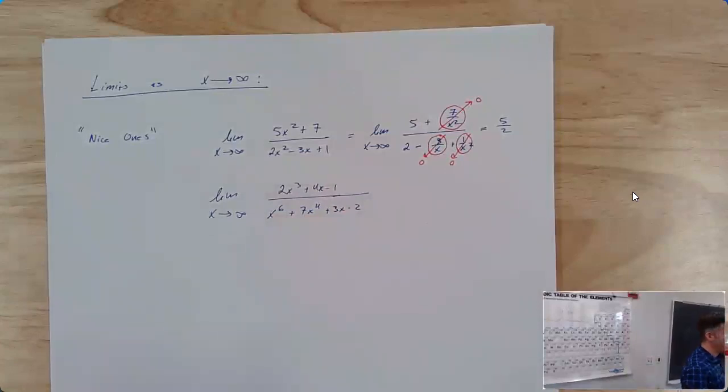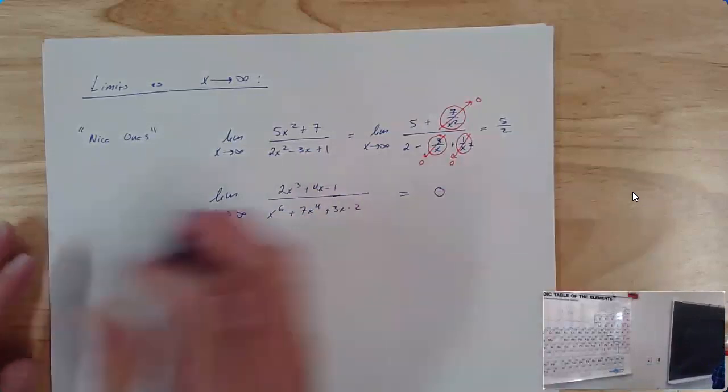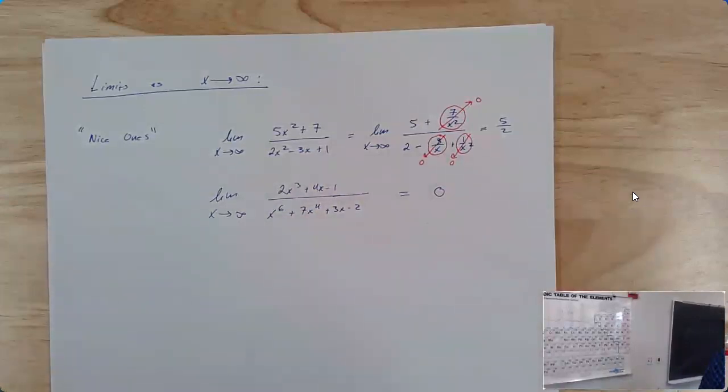You would divide everything by x to the 6th, and you would end up getting 0, which you could certainly justify to yourself in a hand-wavy kind of way. Of course it's going to be 0, because the denominator is a much, much larger thing than the numerator. X to the 6th gets bigger way, way faster than 2x cubed. So that's the not very proofy way of doing it.